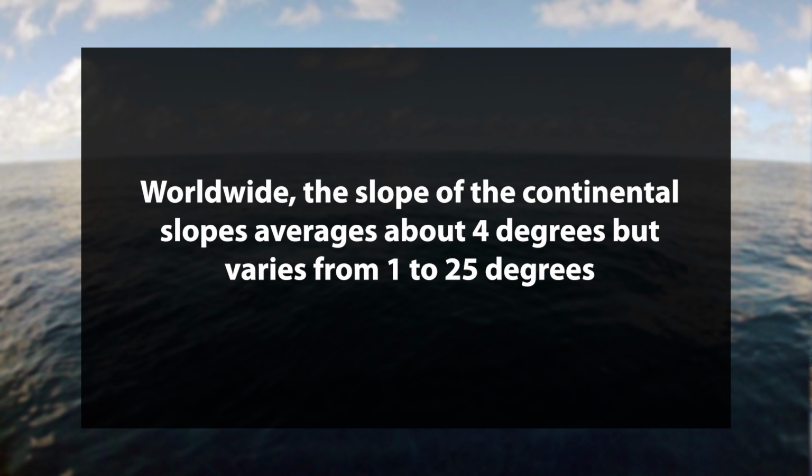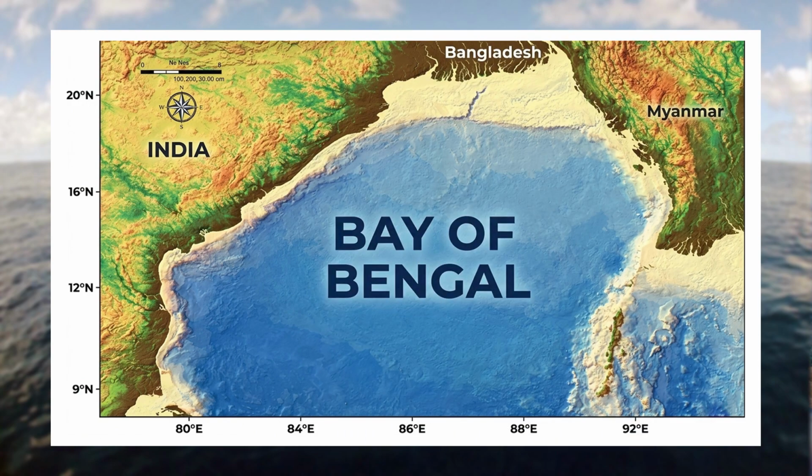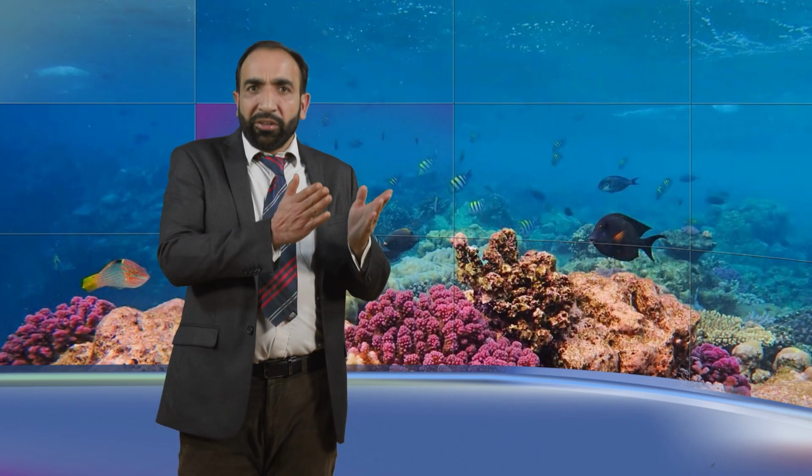Worldwide, the slope of the continental slopes averages about 4 degrees but varies from 1 to 25 degrees. Off the eastern coast of India and Bangladesh, the continental slope forms the edge of the Bay of Bengal basin, dropping down towards the deep floor where the Bengal Fan lies. On the Arabian side, the slope edges the western continental shelf of India, while the average steepness is deceptively gentle, 4 degrees. This is a global mean.